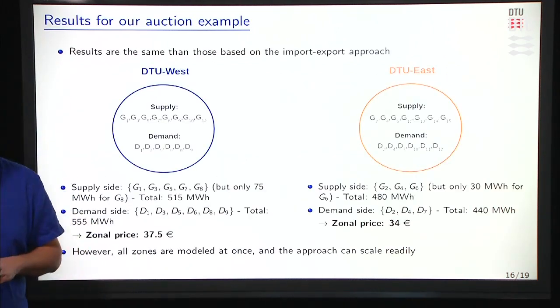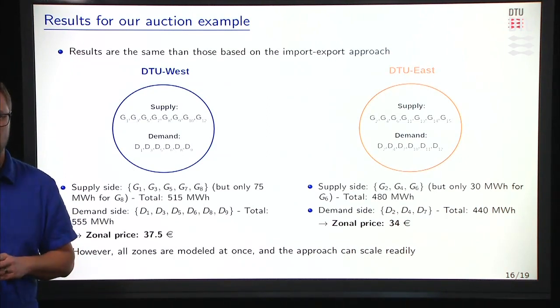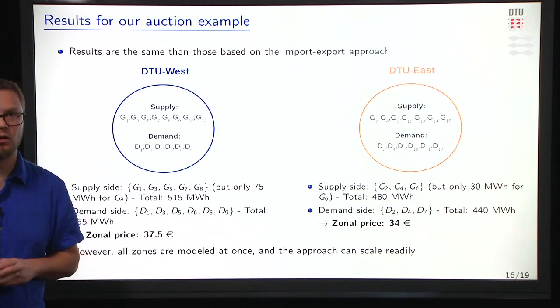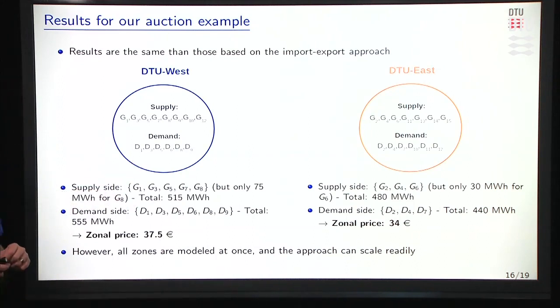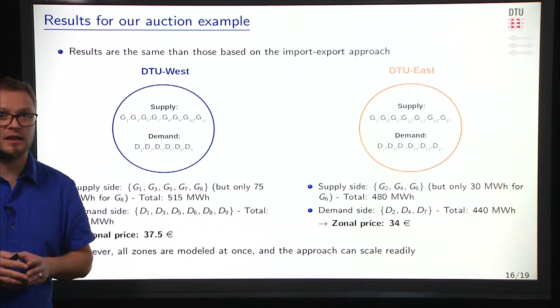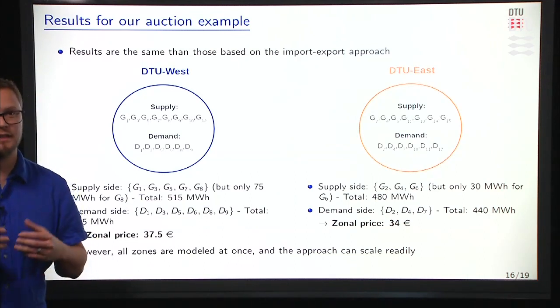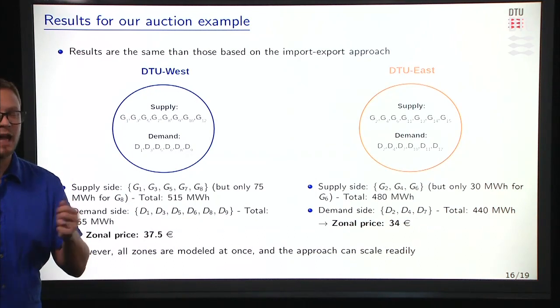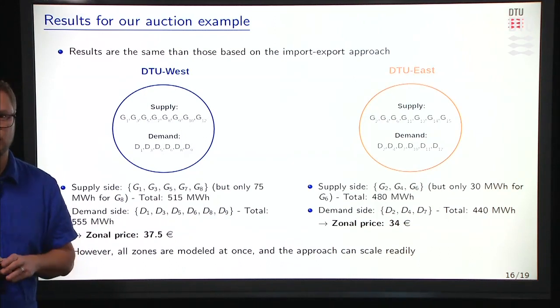If we apply this optimization problem to our illustrative example, we can directly model everything from the start. We have all the offers in terms of quantity and price, we have the physical limitation, and by solving this problem at once, we can get the schedules and the prices on both sides. These are the results that we get. They are obviously the same as with our intuitive example with the import-export explanation of how this could work. But the advantage is that we do that from scratch all at once, and this can scale more readily, because you cannot use this import-export approach if you have a lot of areas, very complex capabilities for exchange between areas, etc.